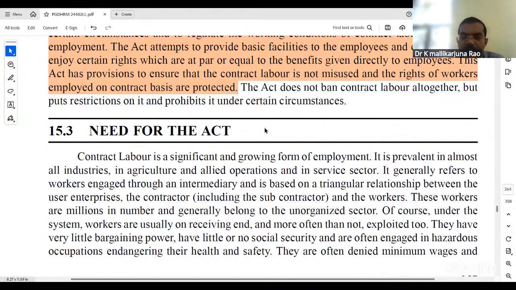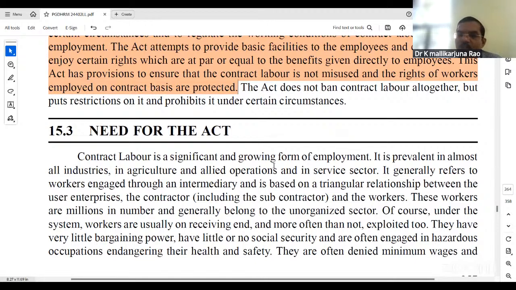So what is the need for this act? What are the conditions that make this act important? Contract labor is a significant and growing form of employment, for example in transportation, road construction, or bridge construction. The laborers are not the direct employees of the principal owner. The contractor to whom the work is assigned appoints the laborers and they do the work. But the principal owner has to provide some basic amenities and follow rules and regulations similar to those for direct labor.